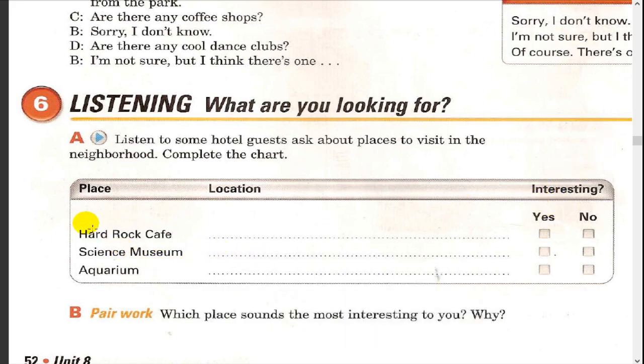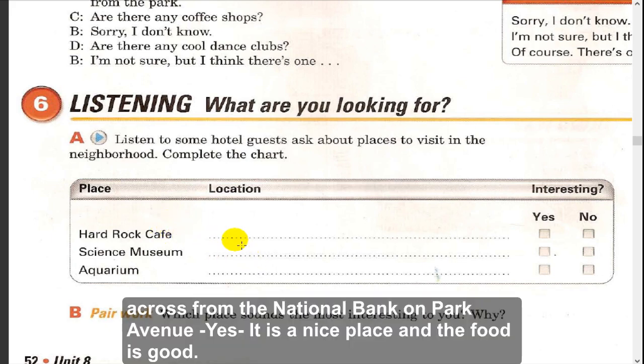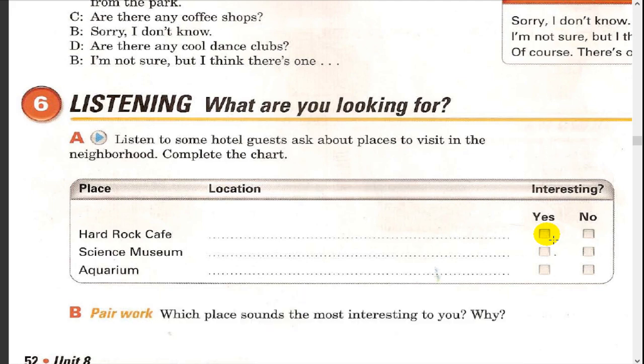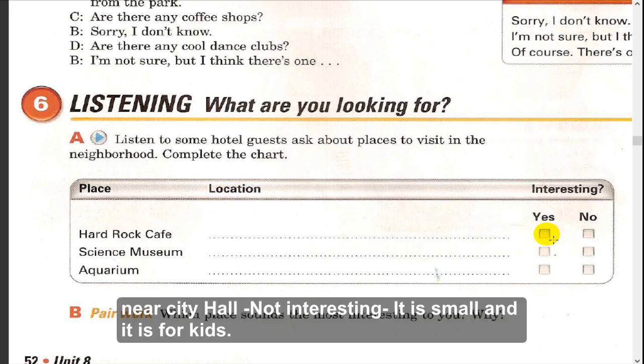1. Hard Rock Cafe. The Hard Rock Cafe. Location. Across from the National Bank on Park Avenue. The National Bank on Park Avenue. Is it an interesting place? Yes. Why? It's a nice place. The food is good. And it's a very nice place.